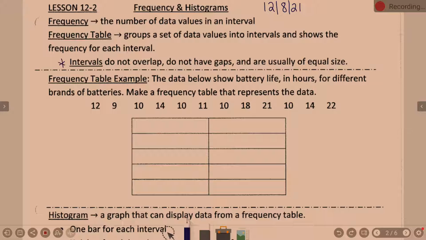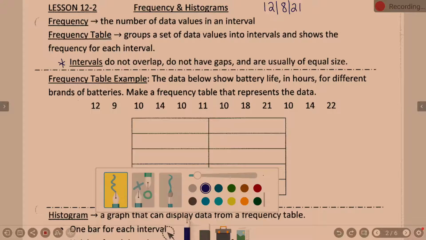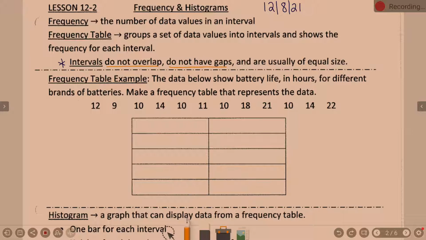Key information right here. Intervals do not overlap. They do not have gaps. So, like 1 to 4, 5 to 8, there's no gaps. And they are usually of equal size. The ones we're going to work with, I think, should always be equal size. So those are your keys to be familiar with: do not overlap, do not have gaps, equal size.